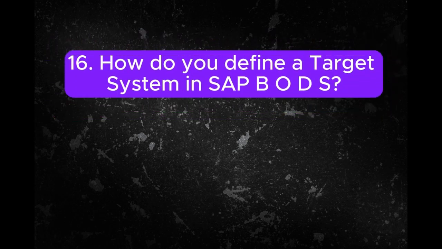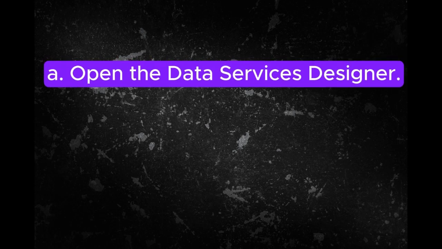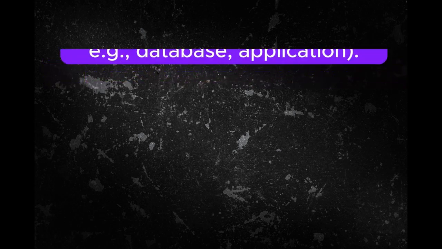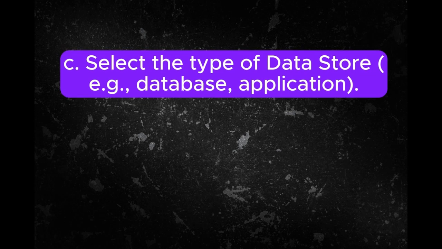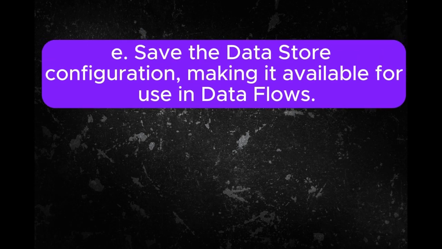16. How do you define a target system in SAP BODS? Answer: To define a target system in SAP BODS: A. Open the Data Services Designer. B. Create a new data store. C. Select the type of data store, for example, database, application. D. Enter connection details like host, port, username, password. E. Save the data store configuration, making it available for use in data flows.